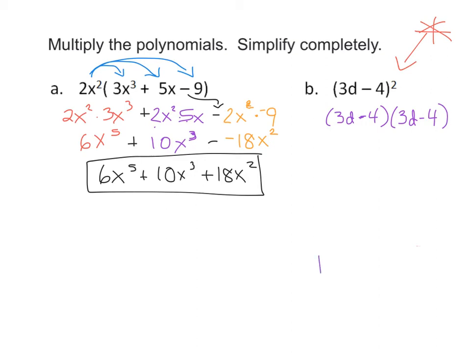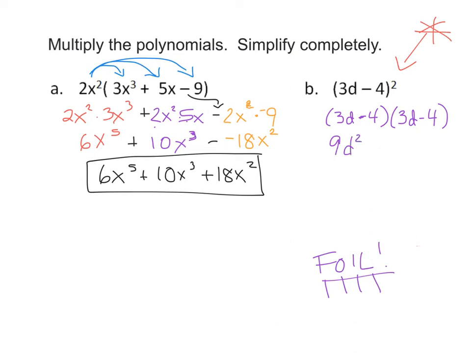Well, we use FOIL. We've talked about that in class before many times. FOIL means multiply the first terms, then the outside terms, then the inside terms, and then the last terms. So multiplying the first term times the first term, that's 3d times 3d. That will be 9d squared. 3 times 3 is 9, d times d is d squared.